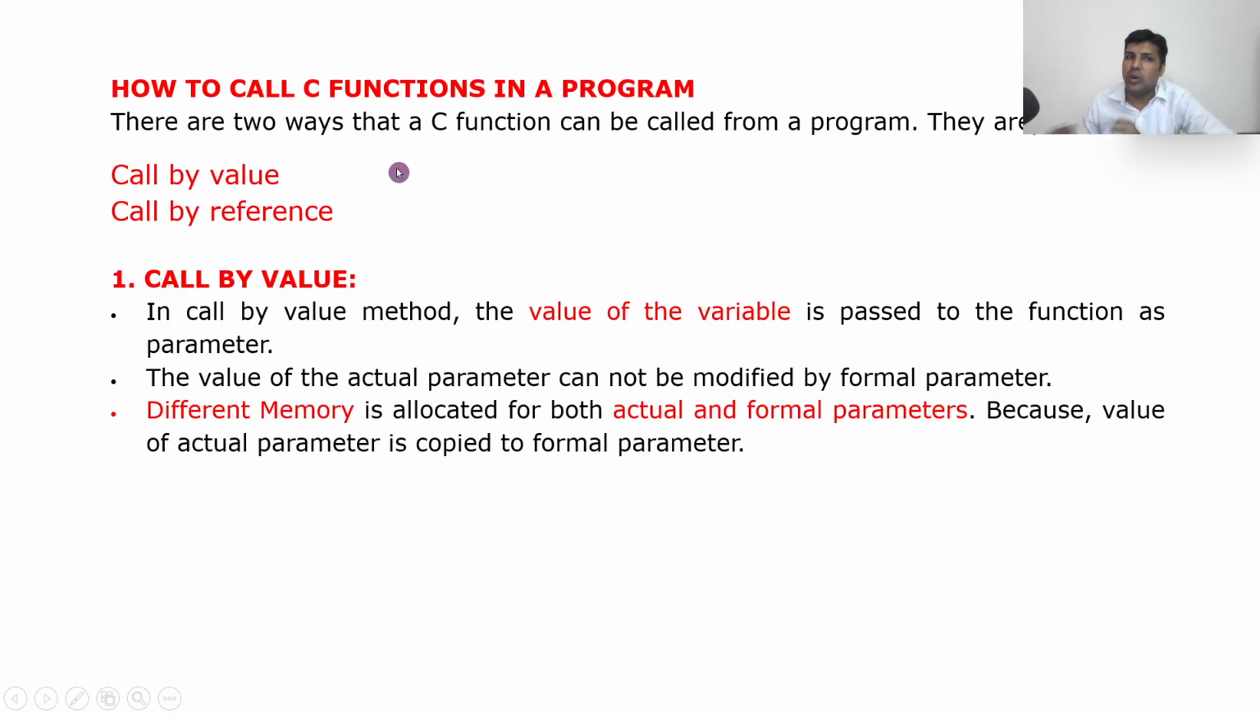Okay, so how to call a function in a program? Again, two ways: call by value and call by reference. Previously we have seen types of parameters: actual parameter and formal parameters. And how do we call? Two ways: call by value, call by reference. What do you mean by call by value and call by reference? Call by value means the value of a variable is passed to the function as a parameter. The value of the actual parameter cannot be modified by formal parameters.